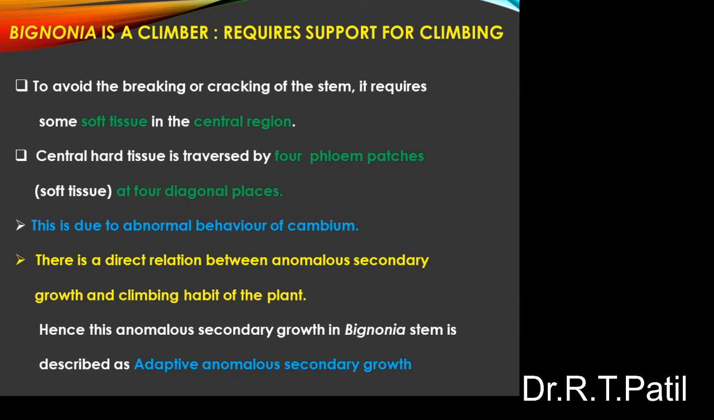Central hard tissue is traversed by 4 phloem patches at 4 diagonal places. This is due to abnormal behavior of cambium. There is a direct relation between anomalous secondary growth and climbing habit of the plant. Hence, this anomalous secondary growth in Bignonia stem is described as adaptive anomalous secondary growth.